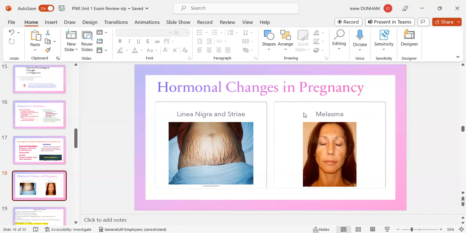Okay. And this lady over here could have melasma, or chloasma is another term. This is what shows up on the face. Does that look like a mask on her face? It's called a mask of pregnancy. So these are different hormonal changes that occur with pregnancy. Yeah, there's a lot that goes on.